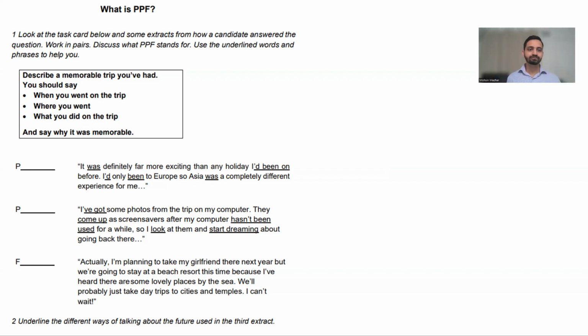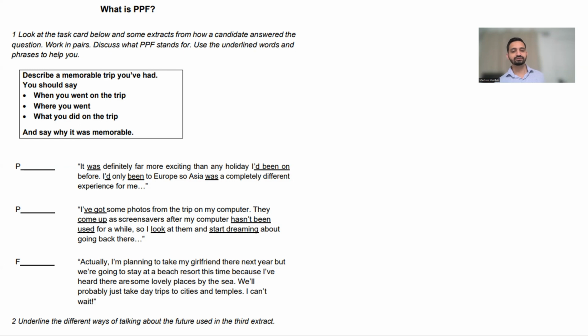For the past, you've got, it was definitely far more exciting than any holiday I had been on. All of these tenses are in the past, right? I had been to Europe, so Asia was a completely different experience. All of the information you're talking about is in the past. Now let's think about the present. I've got some photos now from the trip on my computer. They come up as screensavers after my computer hasn't been used for a while. So I look at them and start dreaming about going back there. All of these tenses are present tenses.